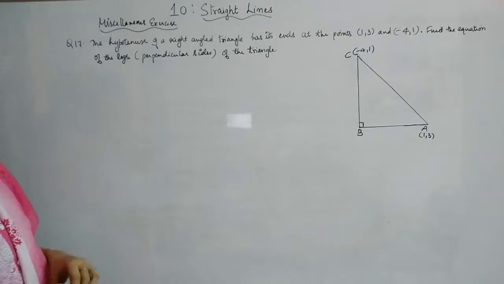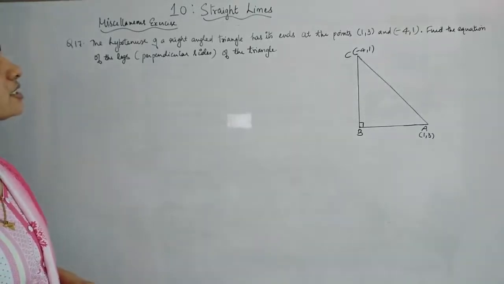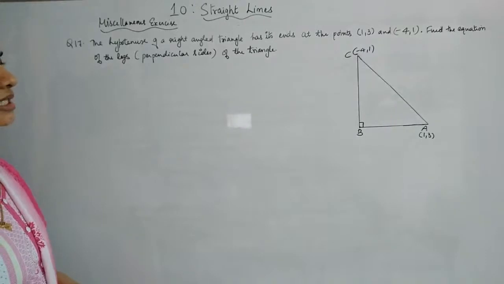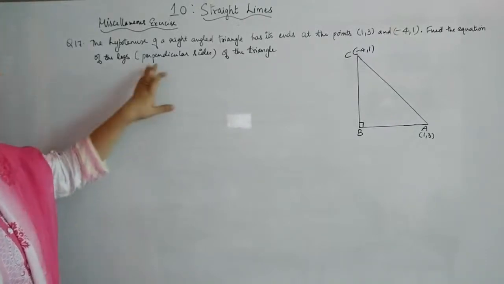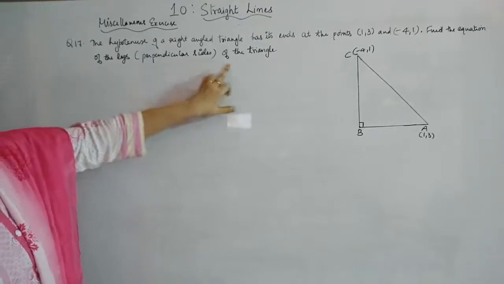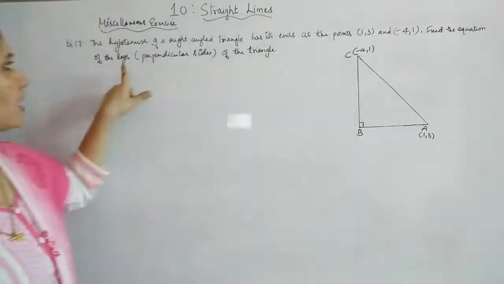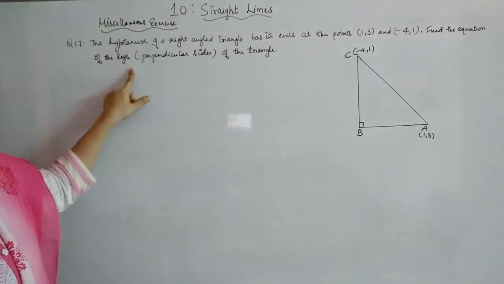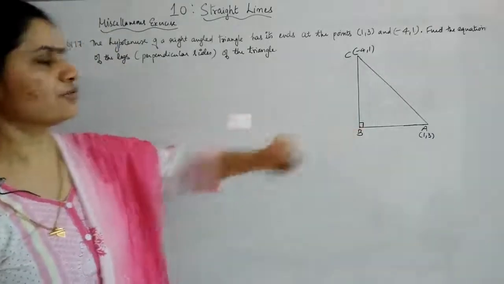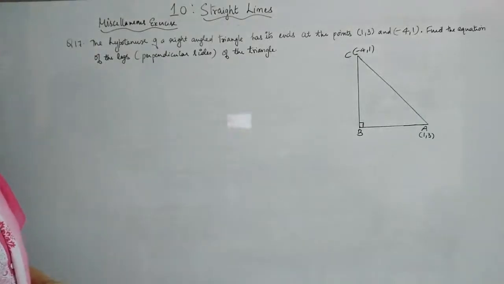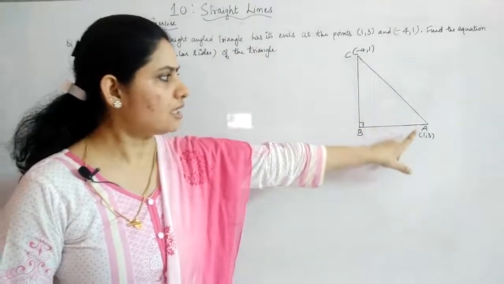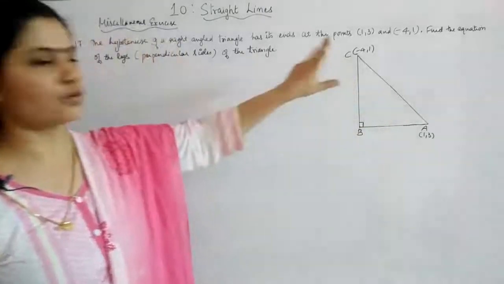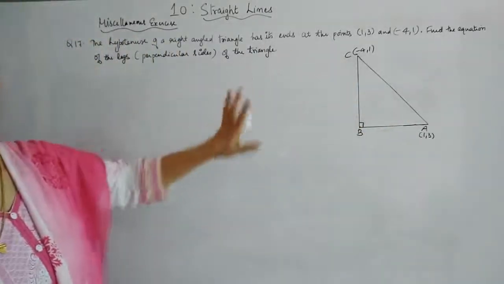Question number 17 is, the hypotenuse of a right-angled triangle has its ends at the points 1, 3 and minus 4, 1. Find the equation of the legs, that is perpendicular sides of the triangle. So these two, AB and BC, are known as the legs of the triangle, the perpendicular sides. Okay, you have to find out the equation of both the line AB and the line BC. For that, what they have given is the hypotenuse has its end points. So this is the hypotenuse AC, has its endpoints 1, 3 and minus 4, 1.